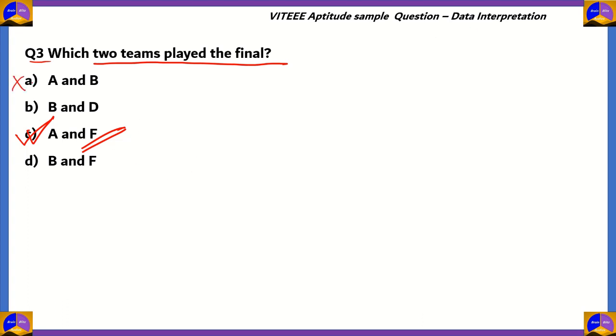A, B is incorrect because B didn't qualify. B, D is incorrect. None of those teams qualified. B and F is incorrect because B didn't qualify. So therefore, option C is the correct option for this question.